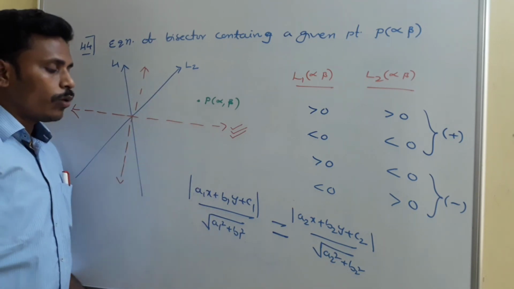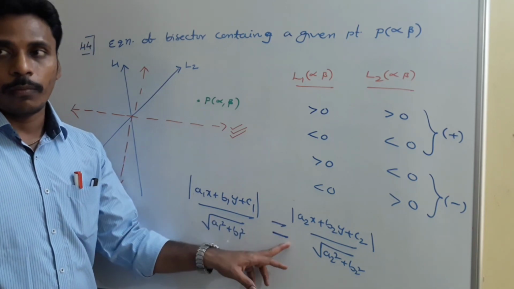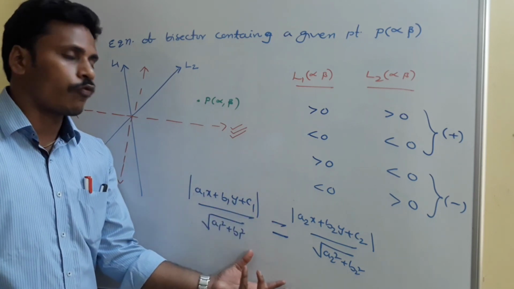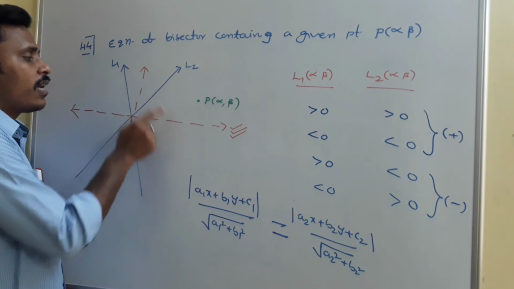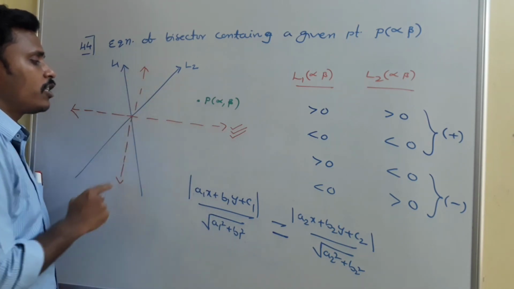See, one line you will get with plus sign in this formula and one line with minus sign, and without identifying plus or minus we use modulus. This is the formula to find the equation of angular bisectors. There are two angular bisectors. Among these two I need this line. This line is my answer and this is not my answer.